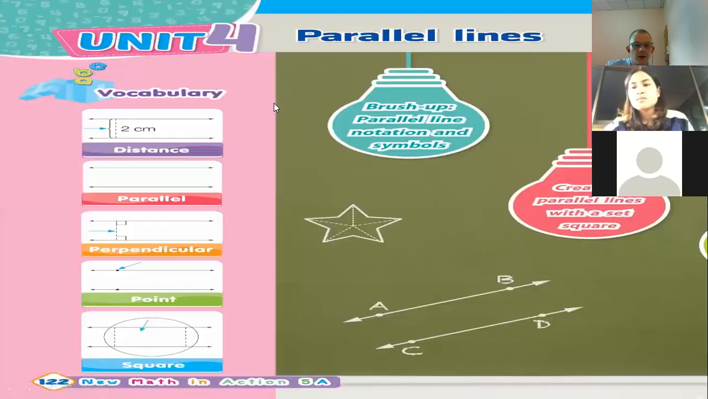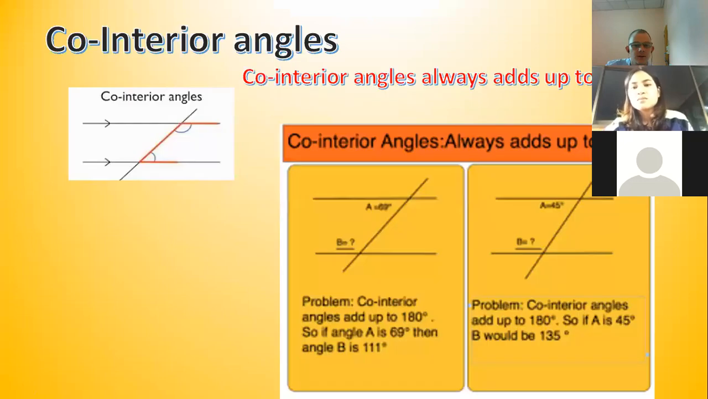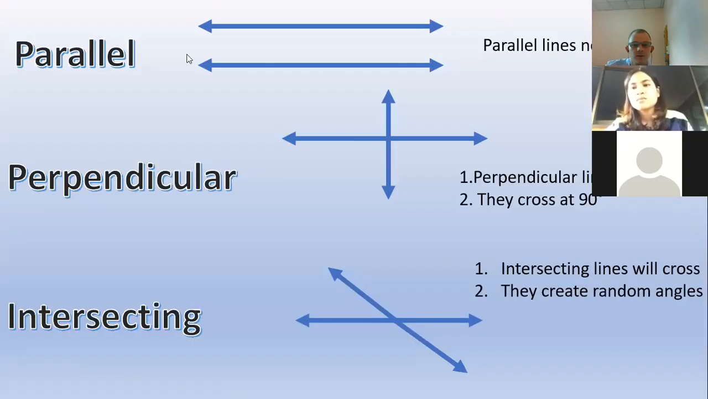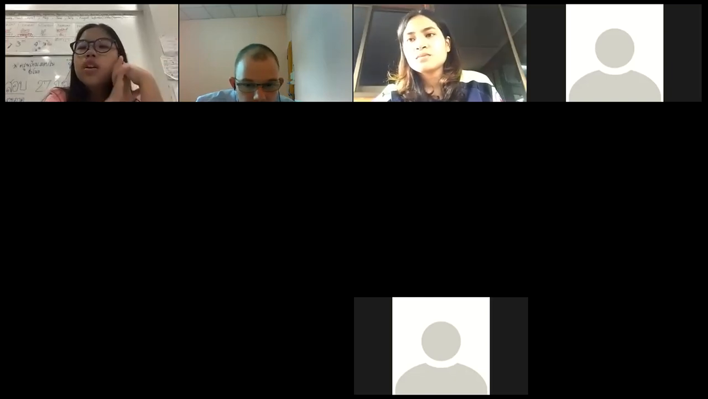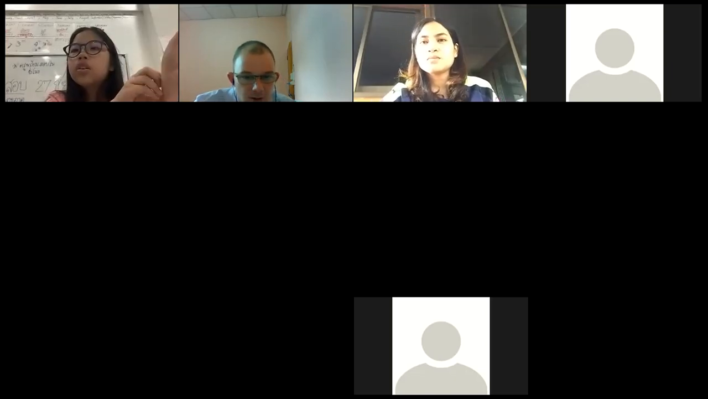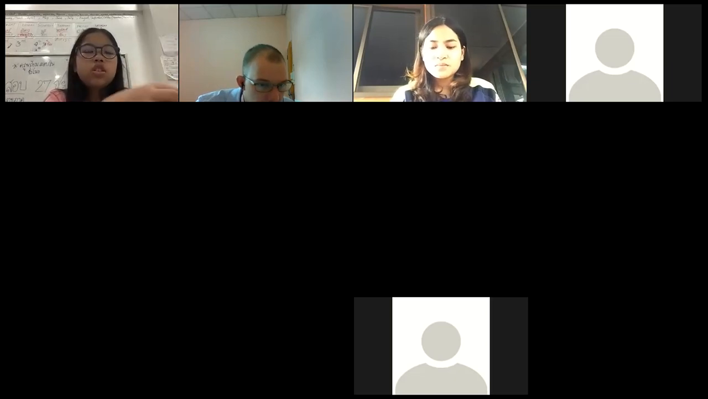Where's my other angle one? I had another page of the angles. Wait, my one angle page is missing. Where did it go to? It's running away. Just a moment. Oh, here it is. It's hiding at the bottom. Okay.